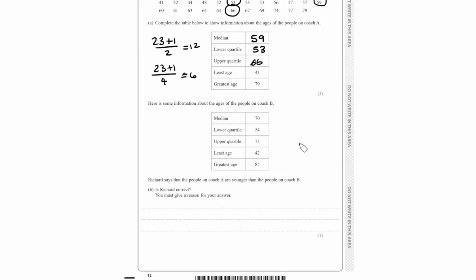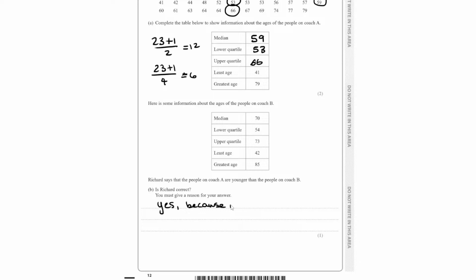I would look at, when they're saying, he's kind of saying on average, because obviously we don't know the actual numbers for the ages of Coach B, right? We don't know that. So I would say that on average, are they younger? When you're looking at on average, it's normally the median. So I'd look at both medians. He's saying Coach A is younger. Well, 59 and 70. I'd say, yeah. Yes. And I would say, because the median, I think you have to make a comparison.